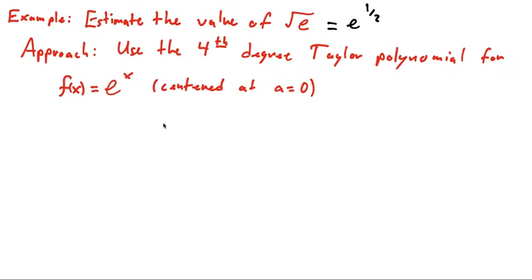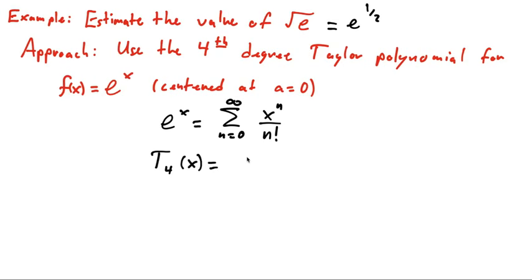We know from previous sections that e to the x can be expressed as a Taylor series. It's the infinite sum, where n goes from 0 to infinity, of x to the n divided by n factorial. A Taylor polynomial is a truncation of the Taylor series. Instead of taking an infinite number of terms, we stop at some degree. If we take the 4th degree Taylor polynomial, we denote that by T sub 4 of x, and we take all the terms up to degree 4.